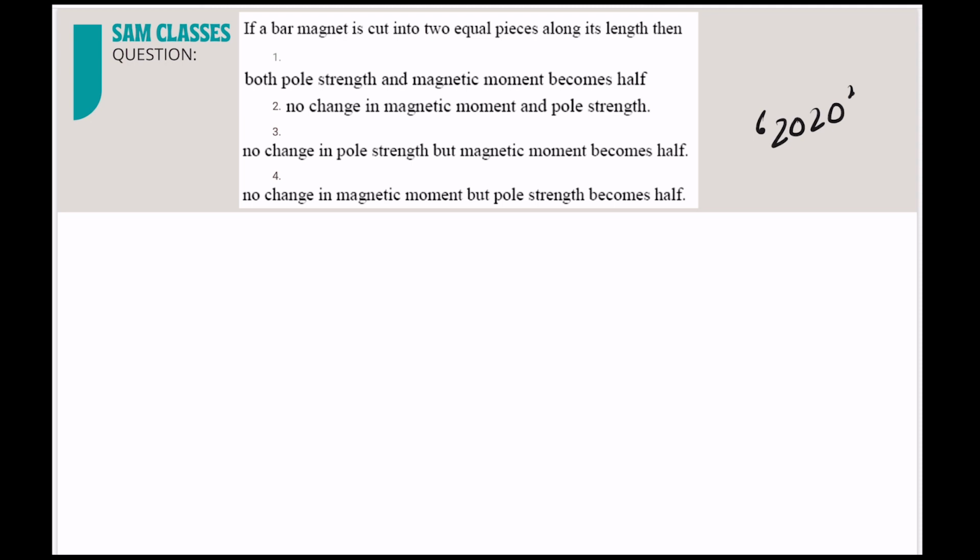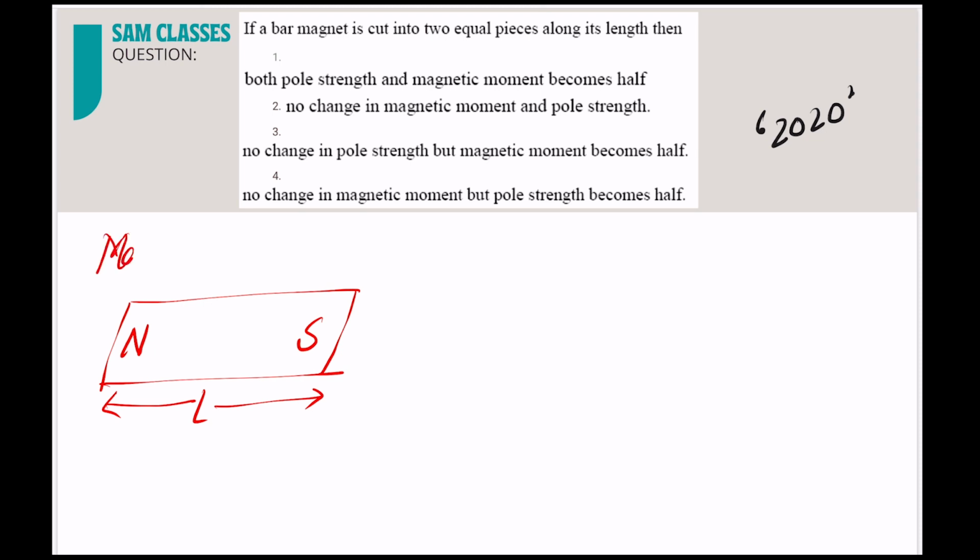Let me make it clear how you can solve this question, and along with this, I'll take one more question. Let's say we have a magnet with a North Pole and South Pole, and it is of length L. What is the magnetic moment of this? Magnetic moment is nothing but M into L. Now, let's say you're cutting it into two parts. You can cut it in two ways.